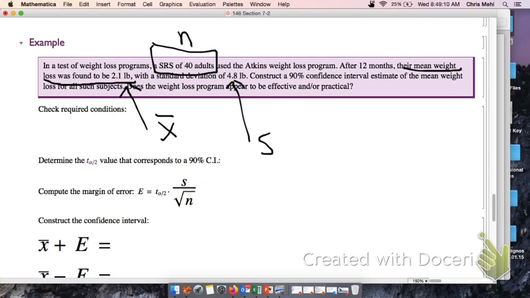It says construct a 90% confidence interval estimate of the mean weight loss for all subjects using the Atkins weight loss program. And then we'll answer the question, using the confidence interval, does the weight loss program appear to be effective and or practical?